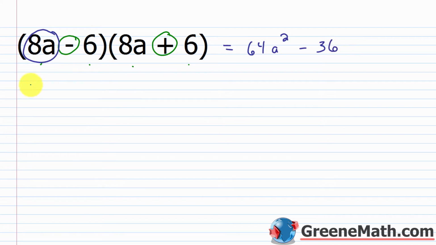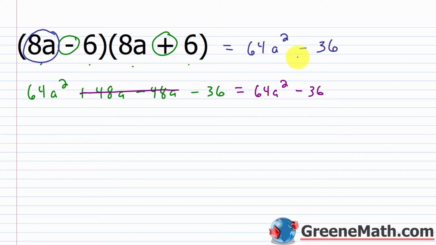8a times 8a is 64a squared. The outer, 8a times 6, would be positive 48a. The inner, negative 6 times 8a, would be minus 48a. And then your last, negative 6 times 6, would be minus 36. So again, you can see that these middle two terms are going to cancel. Positive 48a and negative 48a would cancel. So 64a squared minus 36 is what you are left with. So just a much quicker way to do this versus using FOIL.